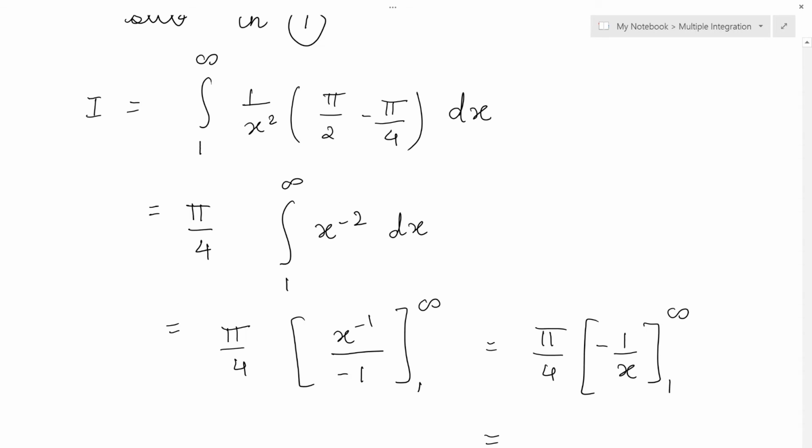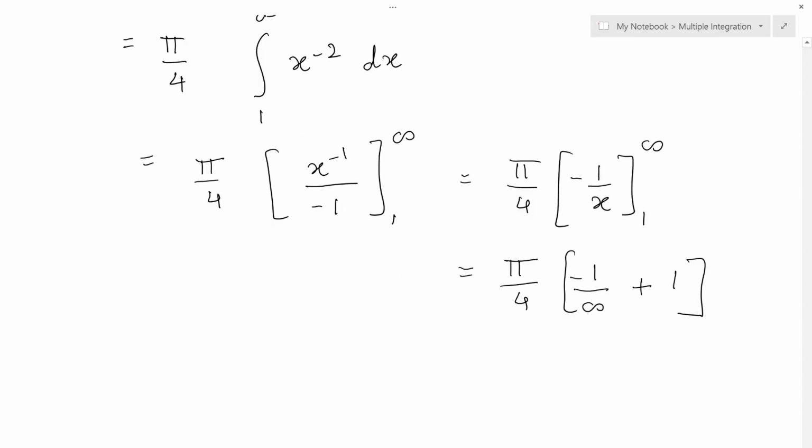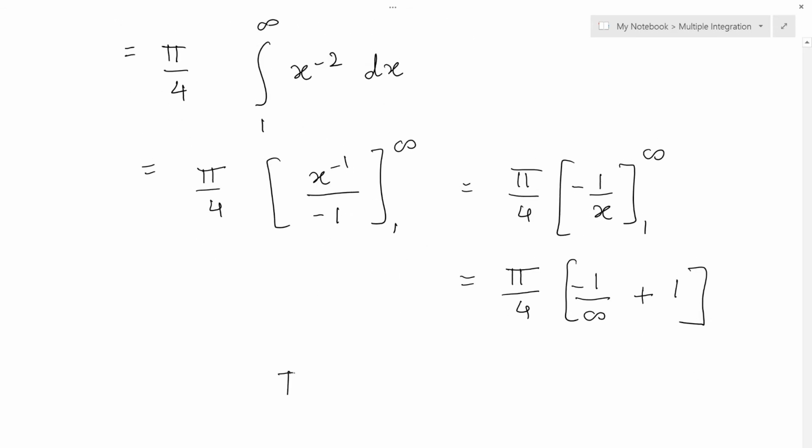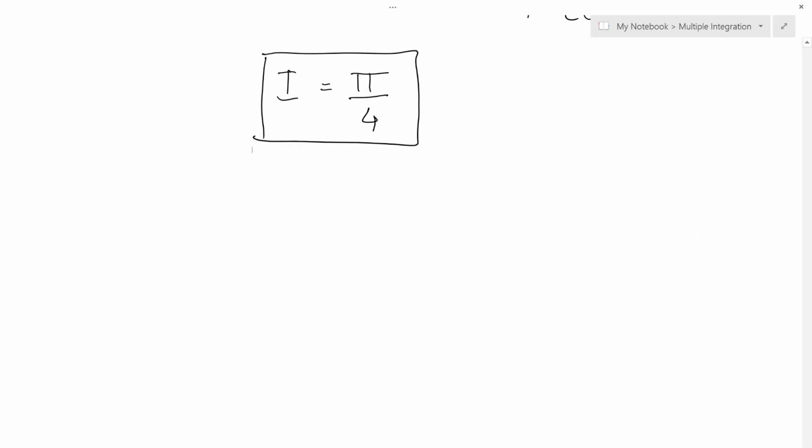So let me substitute the limits. That will be pi by 4, that will be 1 upon infinity, minus minus will become plus 1. So you know that 1 upon infinity is 0. So my final integration answer will become pi by 4. Okay, this will be my final integration answer. So this was a sum where by our wit we decided that no need to integrate with respect to x first, because that may complicate the sum. Fine.